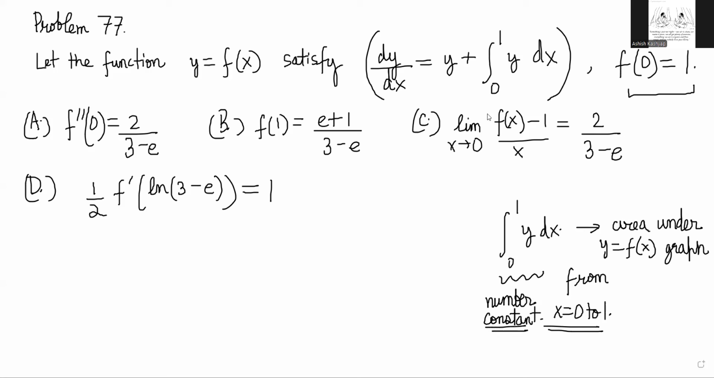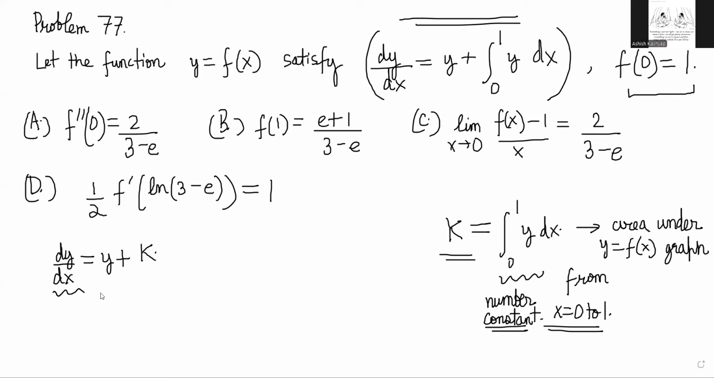So therefore, what we can say is, let's call this constant k. For now, we are calling capital K as the constant, which is the area under the y is equal to f of x graph from x is equal to 0 to x is equal to 1, right? In that case, my differential equation here is looking like dy by dx is equal to y plus k, right? And this is actually a pretty simple differential equation to solve because it is in the standard form of a linear differential equation.